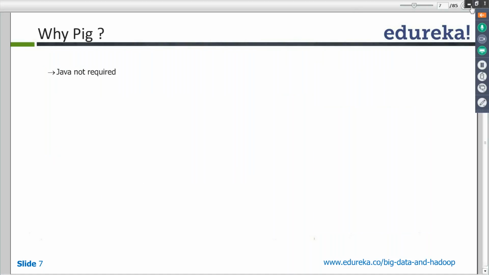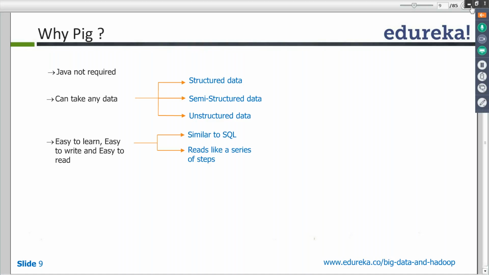So why Pig? The first important thing: Java is not required. That's a very good thing. The best thing is it can also work with different types of files. Pig can be used for structured, semi-structured, and unstructured data, basically all varieties of files. It is easy to learn, easy to write, and easy to read. It's similar to SQL and reads like a series of steps.